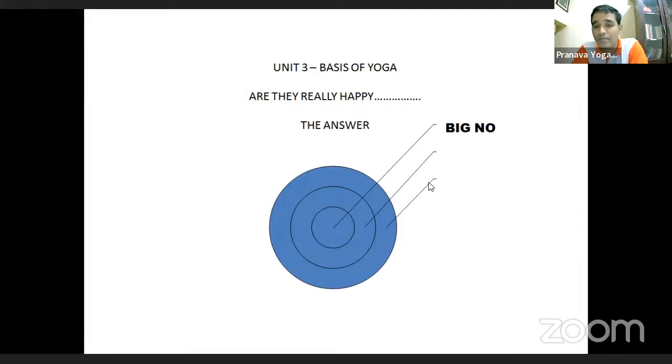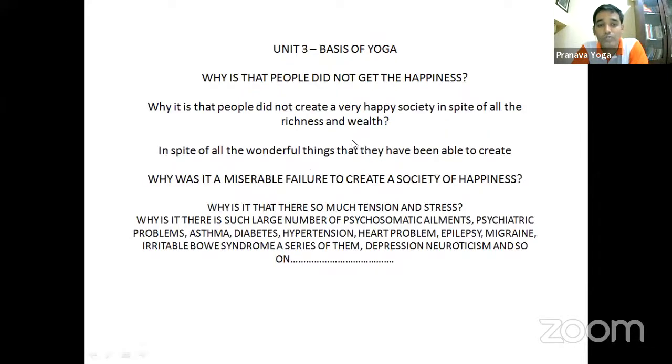Are they really happy? I'm talking about Western countries. The answer is no. The answer is a big no. Why did people not get that happiness? Why did people not create a very happy society in spite of all the richness and wealth? In spite of all the wonderful things that they have been able to create in this world, why was it a miserable failure to create a society of happiness?